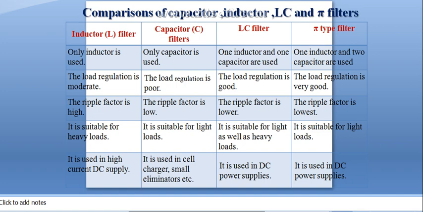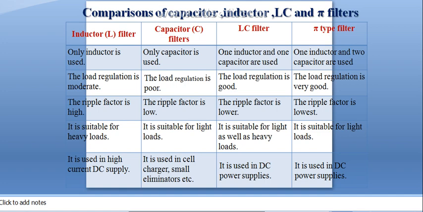In the inductor filter, the load regulation is moderate. In the capacitor filter, the load regulation is poor. In LC filters, the load regulation is good. In the pi filters, the load regulation is very good. In the inductor filter, the ripple factor is high compared to the remaining filters. In the capacitor filter, the ripple factor is low. In LC filters, the ripple factor is lower, and in the pi filter, the ripple factor is lowest.